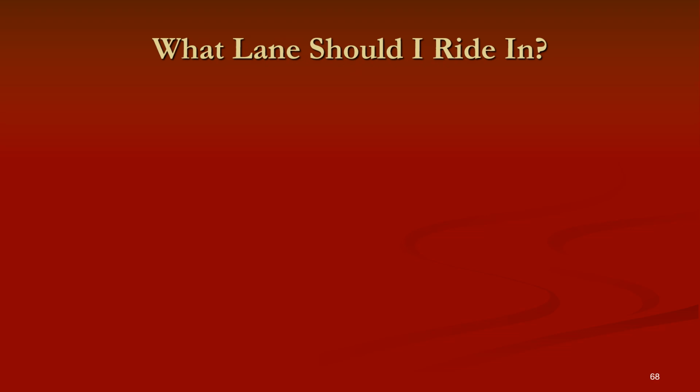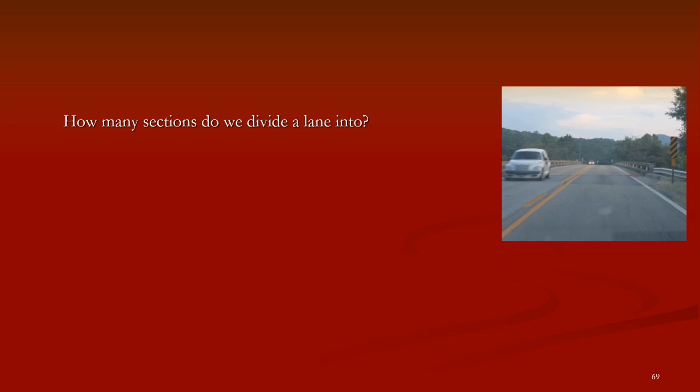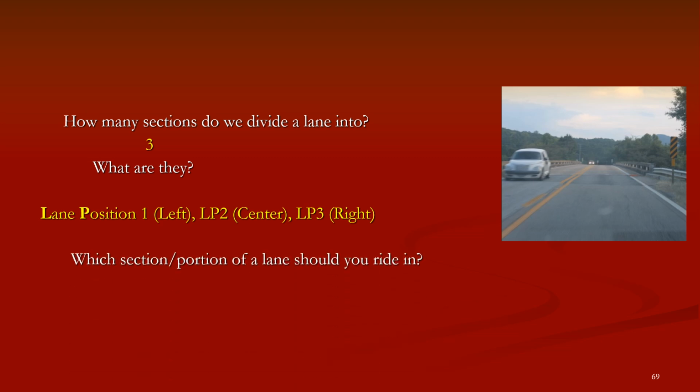This is a short video about what lane should I ride in. Well, first of all, how many sections do we divide a lane into? The answer to that's going to be three, obviously. What are they? If you watch the MSF e-course, they call it LP1, LP2, or LP3. You can also call it the left section, center section, and the right section. Doesn't make a difference. Now, which section or portion of the lane should you ride in?